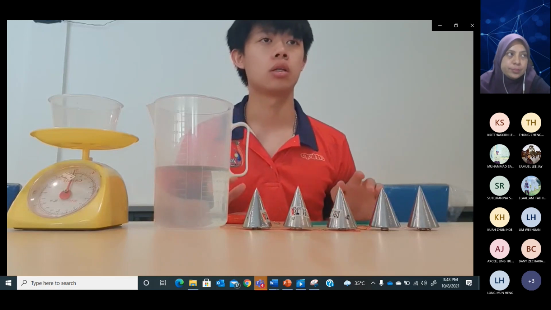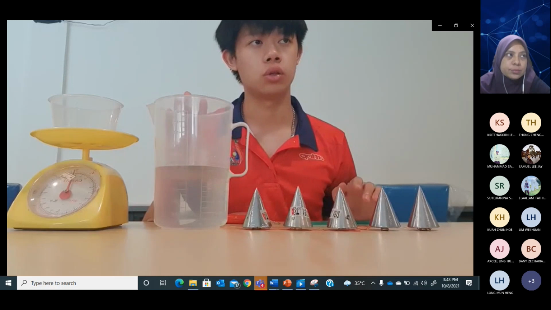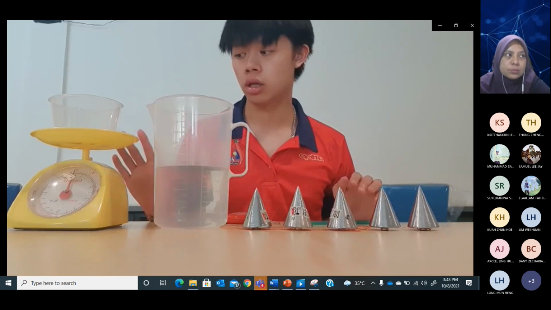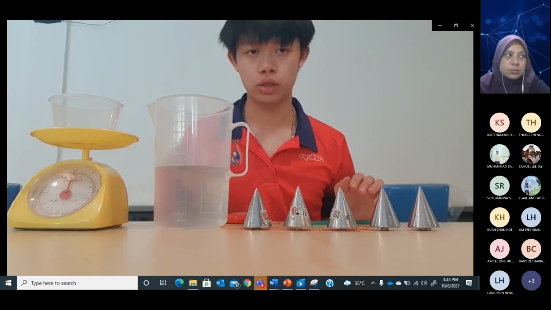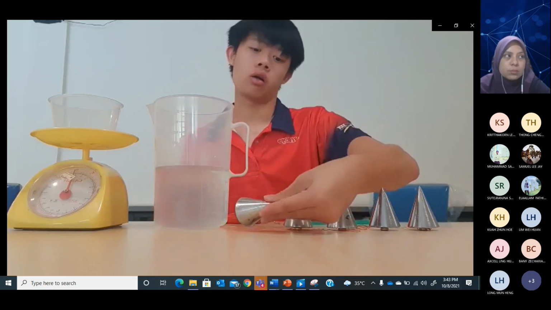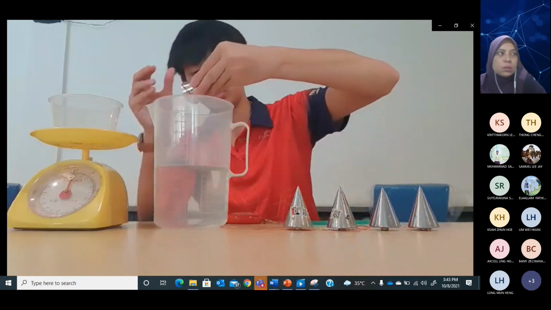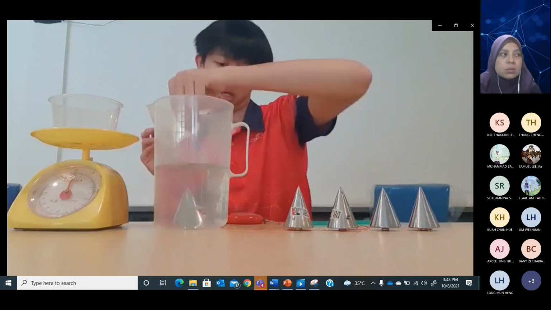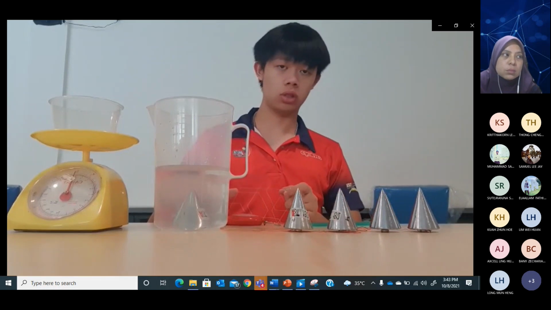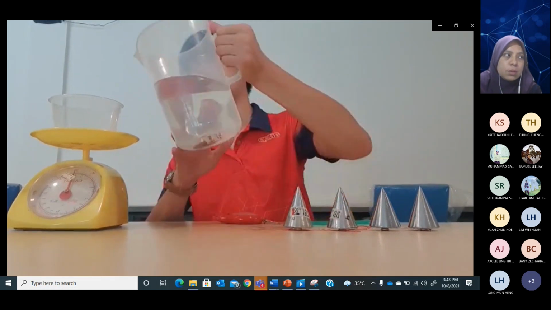So move to the second method. One liter of water is filled into the graduated container also. A bowl is placed on the weighing scale and the initial reading is adjusted to 0. Then a conical metal is immersed into the graduated container. So we can see there's water displaced. Then we pour it into the plastic bowl.